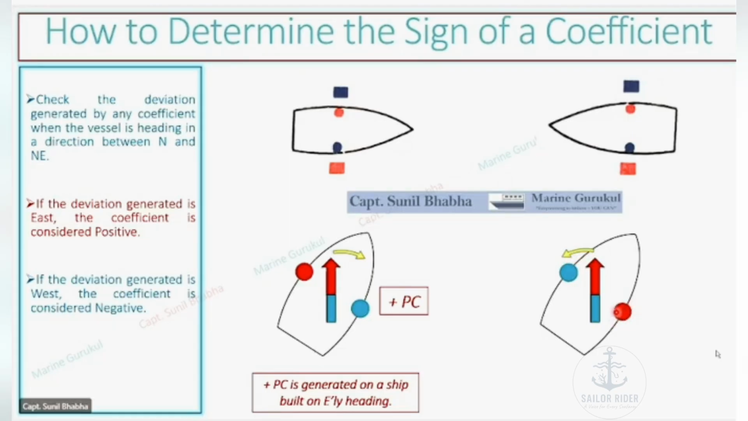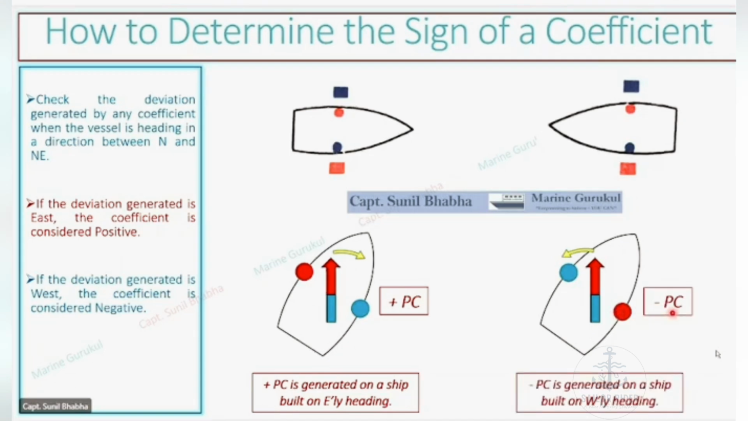Likewise, the starboard beam having a red polarity is going to attract the blue end of the compass needle, generating a westerly deviation. Now, since a westerly deviation is being generated, this will be considered as negative. So this is negative PC, negative permanent C. So negative permanent C is generated on a ship which is built on a westerly heading. So this is how we can find out the sign of any coefficient using the deviation generated on a heading between north and northeast.